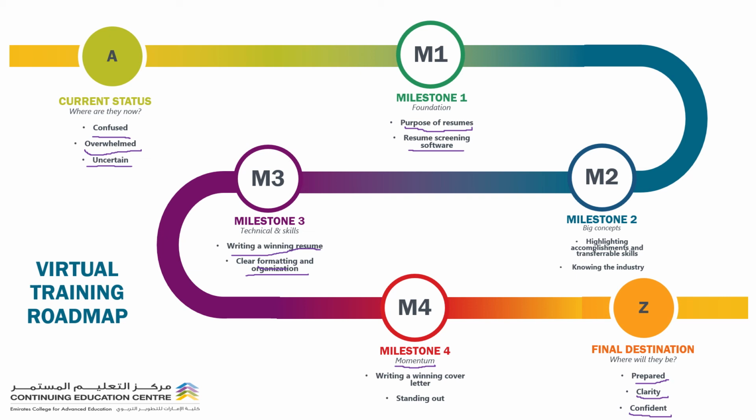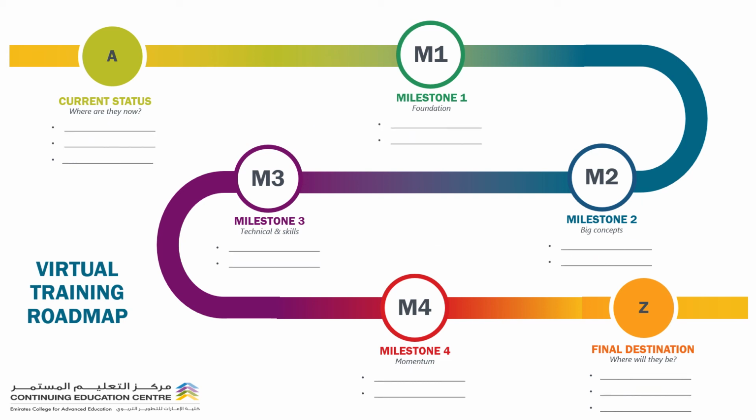So there you have it. That is one example of how we can go from A to Z using these milestones. And don't forget, the milestones are where you're going to pull your learning objectives from. So you're not pulling your learning objectives from Z, but you're pulling them from these 4 milestones.